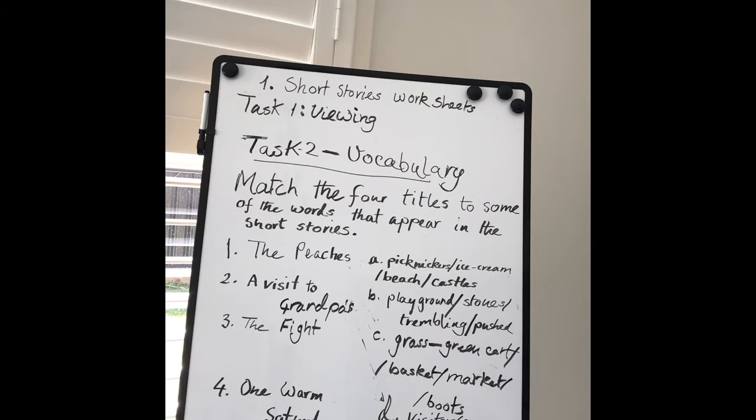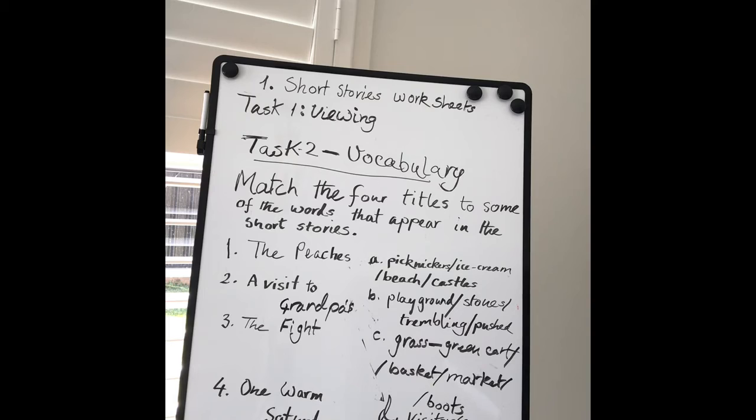And so let's begin. Let's try to relate or connect the title to the group of most suitable, most appropriate words on the right. So the peaches, can you relate it to the picnickers? Maybe, but not fully. What about ice cream? No. Beach? No. Castles, that means when you build a sand castle on a beach, can you relate it to the title, The Peaches? The answer is no.